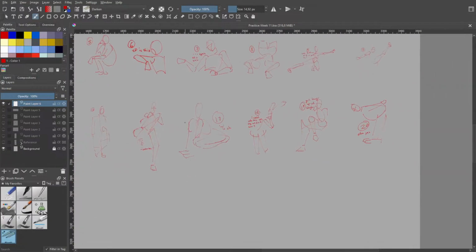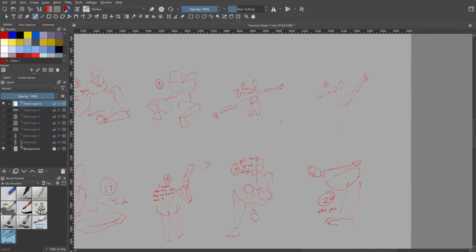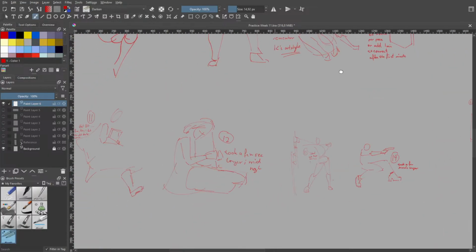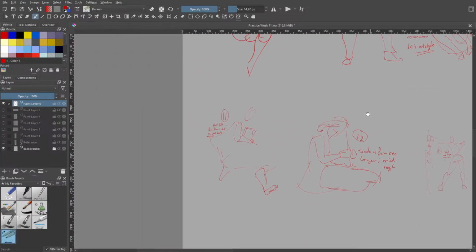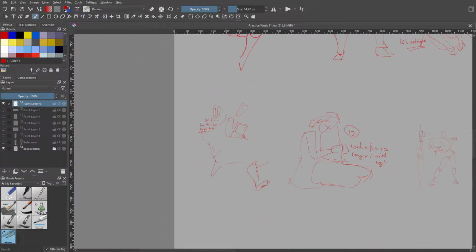I do want to go over some of the drawings that I did here, some of the sketches, or at least one like this here, number 11.